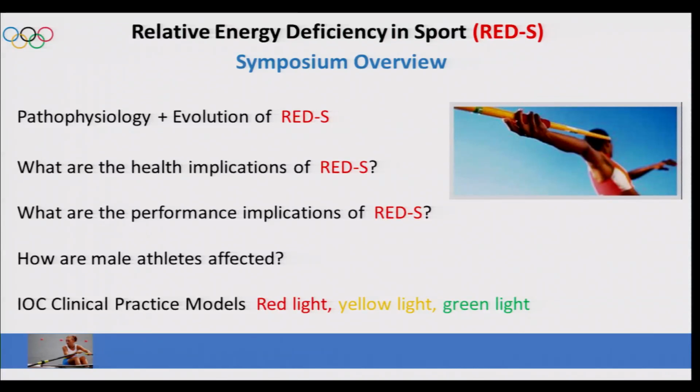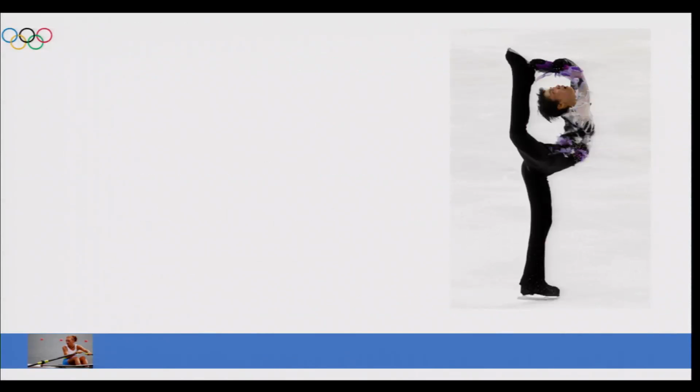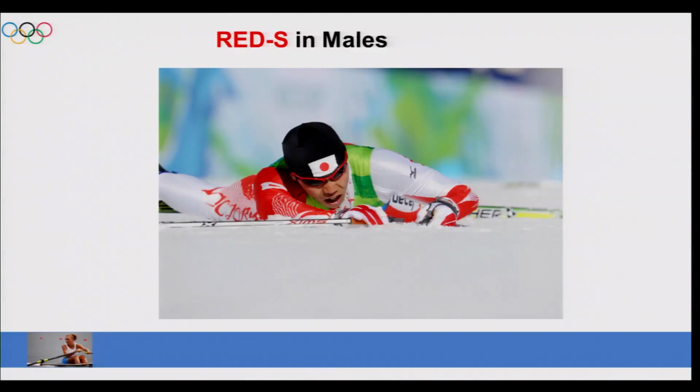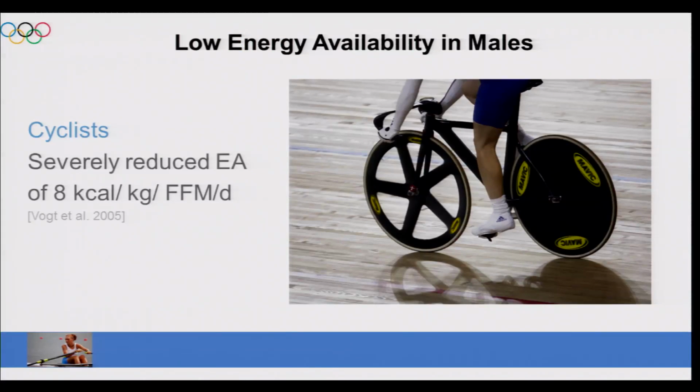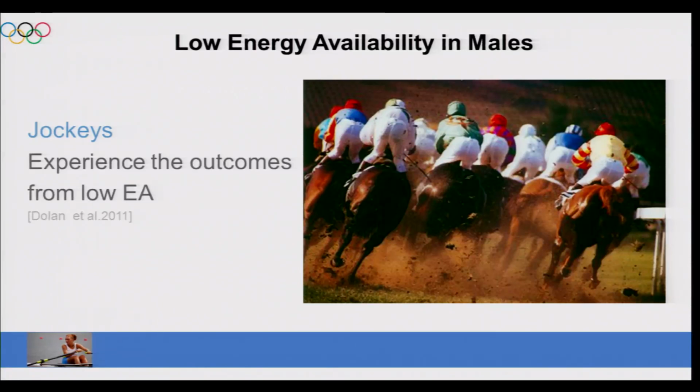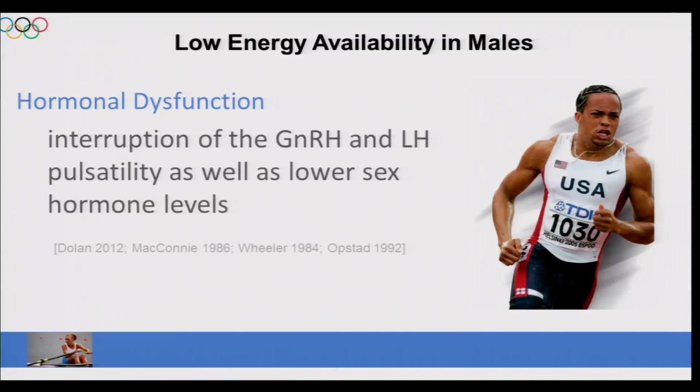So let's talk now about the male athlete. What is the science behind that? Well, a lot of our information comes from cyclists, and we do have evidence by Vogt et al. in 2005 that there's a reduced energy availability, quite low, in male cyclists. If we look at the jockey population as well, they experience outcomes from low energy availability. And if we look at hormone dysfunction in males, there's an interruption in the hormone function of men in certain sports.